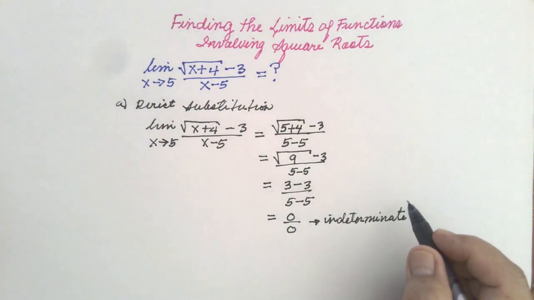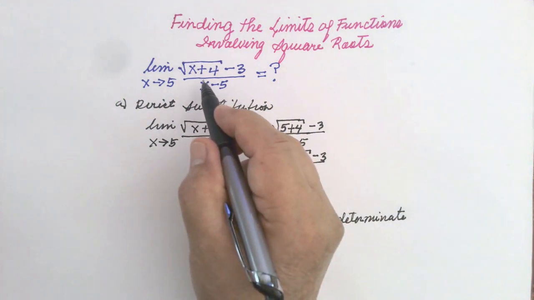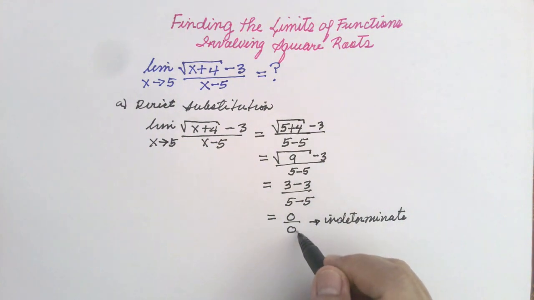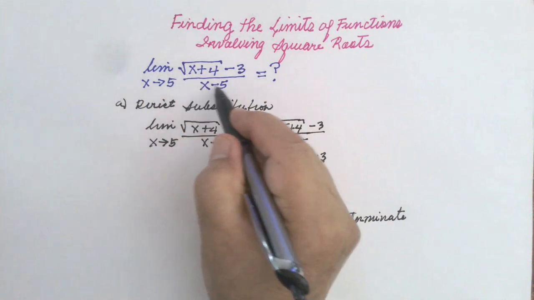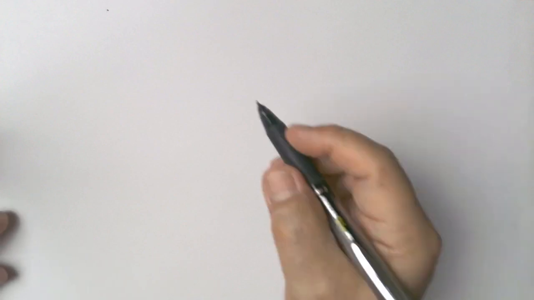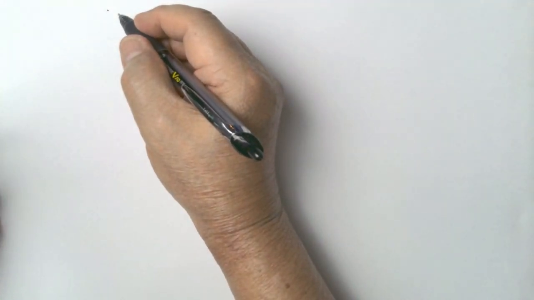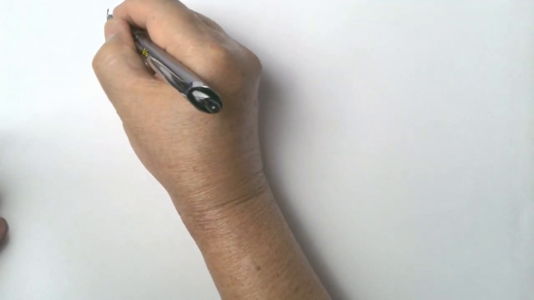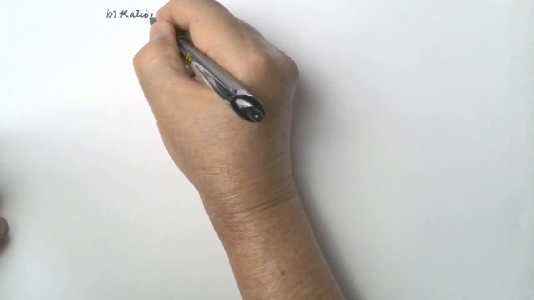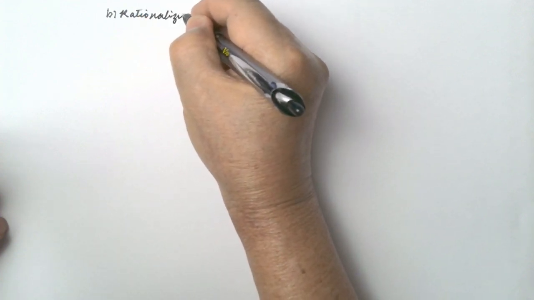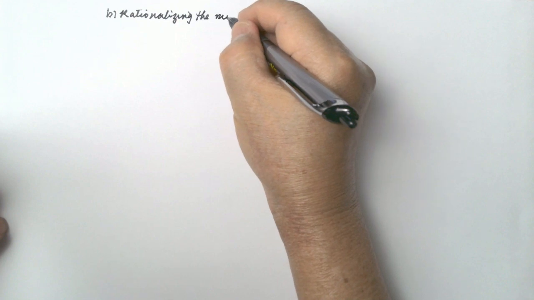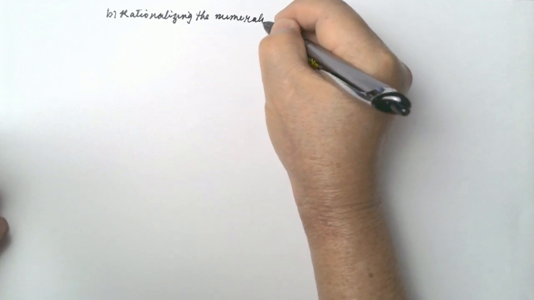If the function involves square root and direct substitution resulted to 0 over 0, try to rationalize the numerator. Let us do that. By rationalizing the numerator.